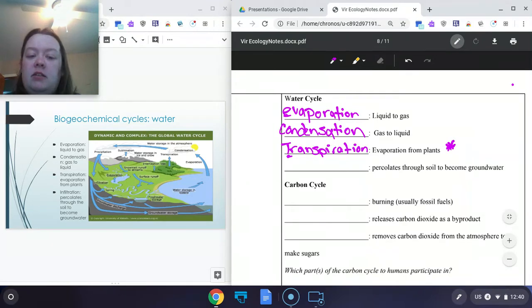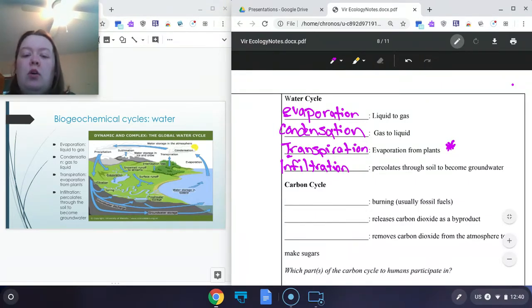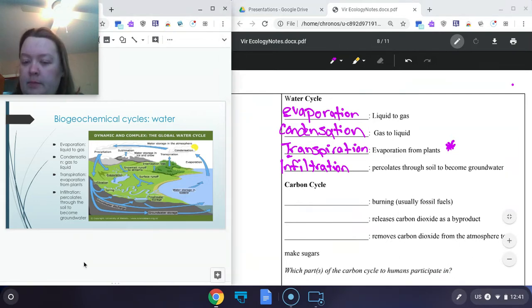And the last thing that we're going to talk about that water does, there are more, but we're just going to talk about the 4, is called infiltration. And this is when water goes through the soil to become stored as groundwater. So water infiltrates through the soil to become groundwater. So that is the water cycle in a nutshell.